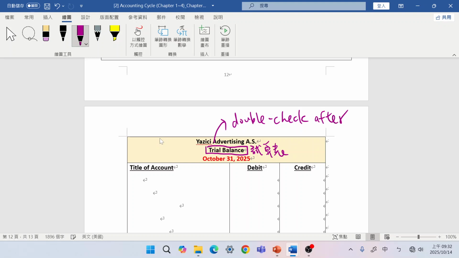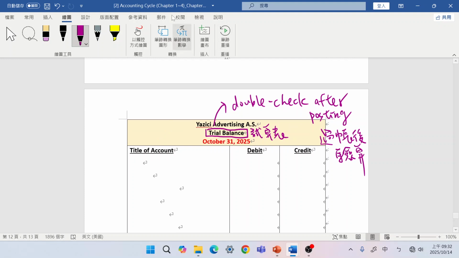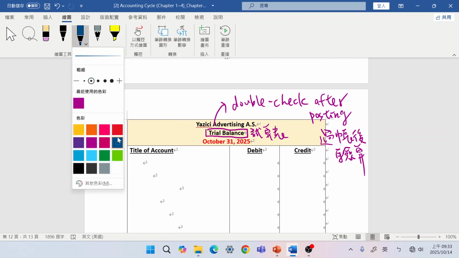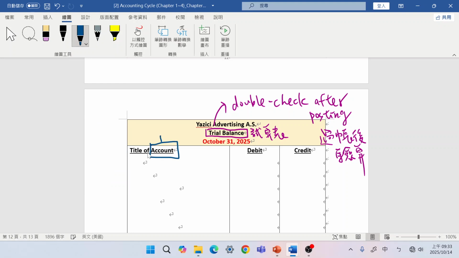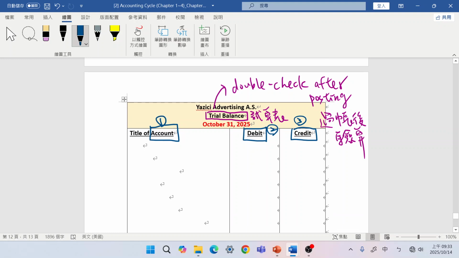After posting, 过账后验算. So after posting means after you complete two accounting books. Okay? So the first column we should have is what? Account. Second column, put your balance on the debit side or put your balance on your credit side. Okay?